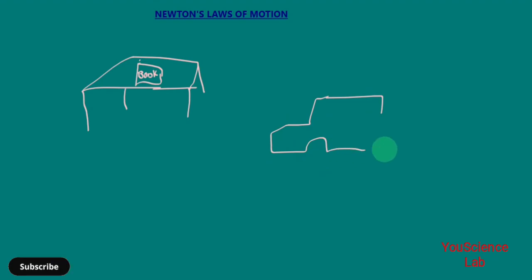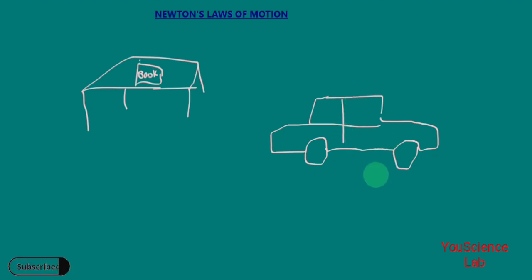Also, consider a vehicle that is moving with uniform motion on a straight road. The vehicle will continue to move on that straight path until the brakes are applied. In both cases, an external agent has helped to change the state of the objects.